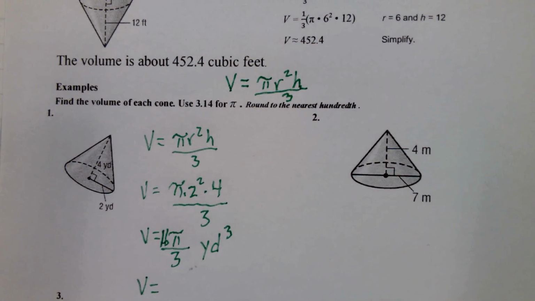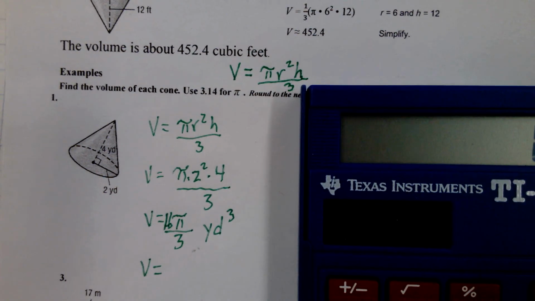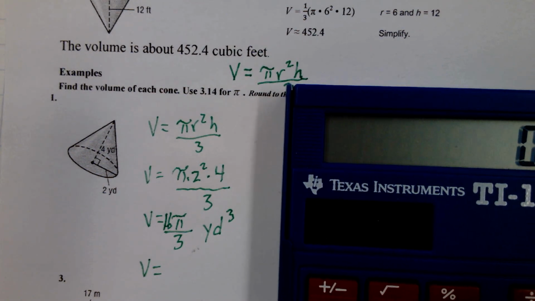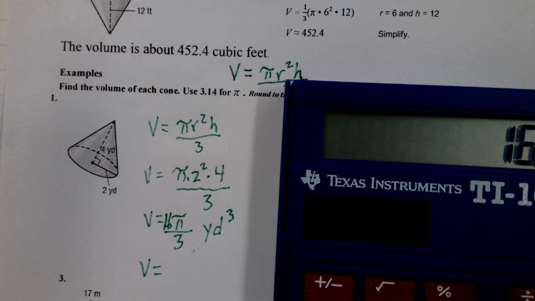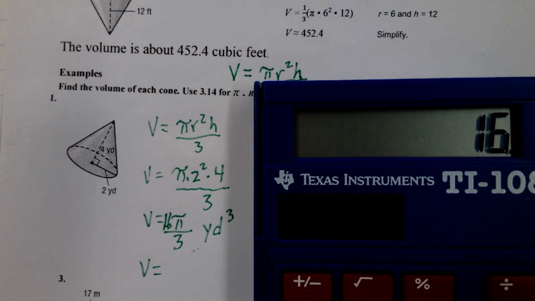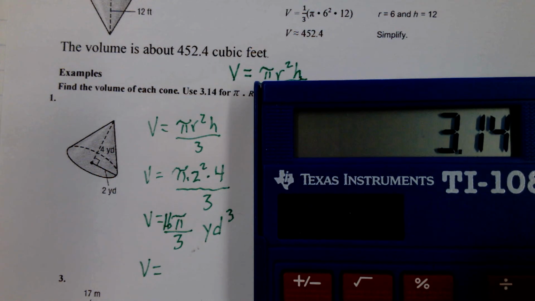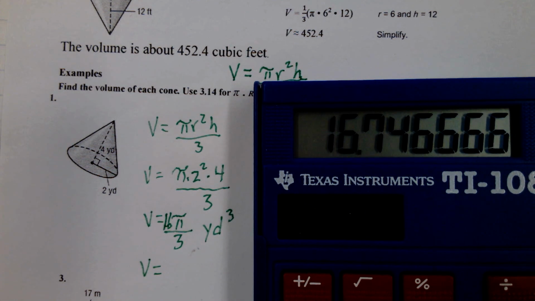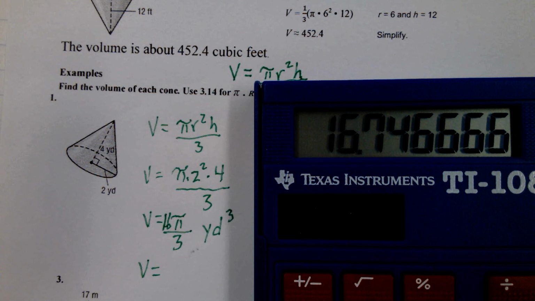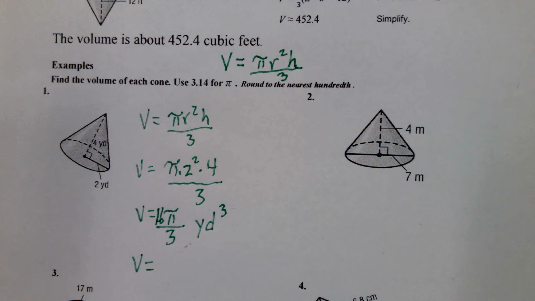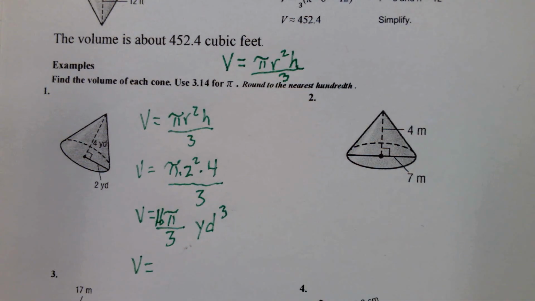Okay, so calculator time. What do we want to do to get an approximate answer? Let's start with 16 times 3.14. And then don't forget the last part. Divide that by 3. So if we were finding the volume of a cylinder, we wouldn't divide by 3, but this time we have to take 1/3 of that. And so that gives us an approximate answer of 16.75, rounding to the nearest hundredth.